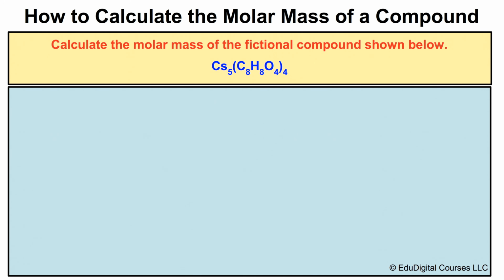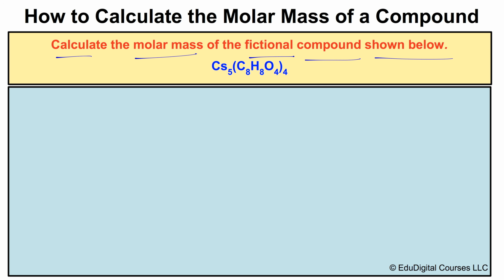In this example problem, it says that we need to calculate the molar mass of the fictional compound shown below. So we have a fictional compound here, Cs5(C8H8O4)4. This is a fictional compound, meaning it does not exist, meaning I made it up, so that way we cannot just Google the molar mass of this compound. So how can we figure out the molar mass of this compound? If we can apply that process to this fictional compound right here, then you should be able to apply that same process to an actual compound or molecule. So let's jump right in and take a look.